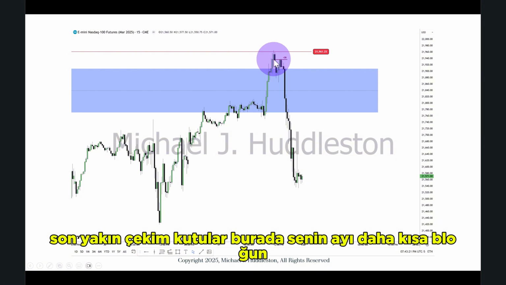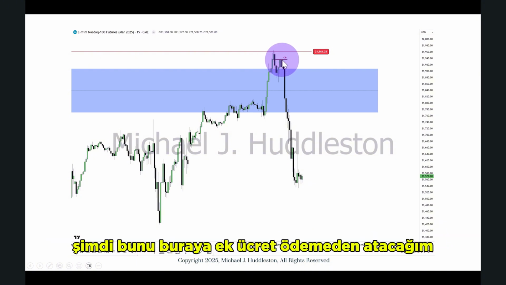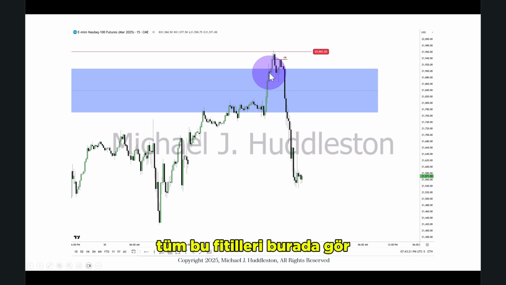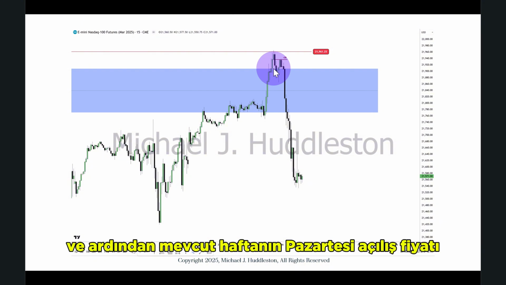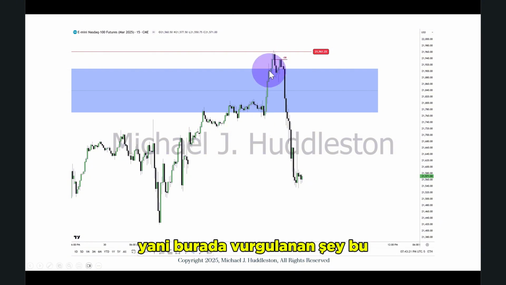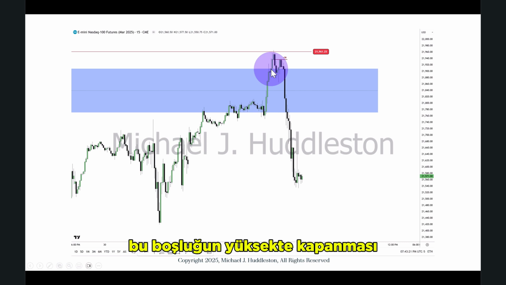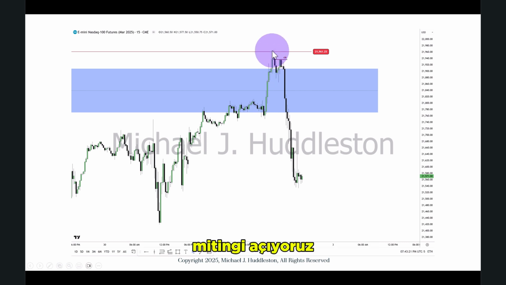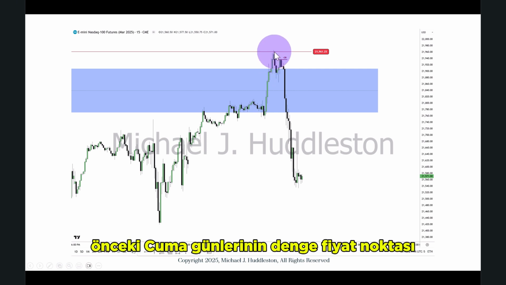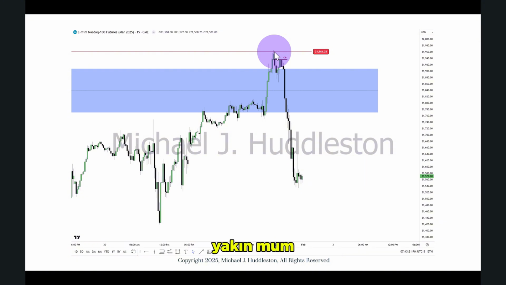Last up close candle in here is your bearish order block. Now, I'm going to toss this in here, no extra charge. See all these wicks here? We have a wick high that stops at the gap. That's the separation between previous week's Friday's closing price and then present week's Monday's opening price. So that's what's being highlighted here. But it hits the high of that and then trades through it, creates a wick, comes right back down, closes on the high of that gap. We open, rally up, create a little bit of a wick, and close here. And we open here, then hit that equilibrium price point of previous Friday's down close candle.